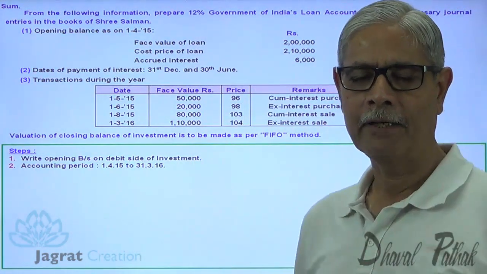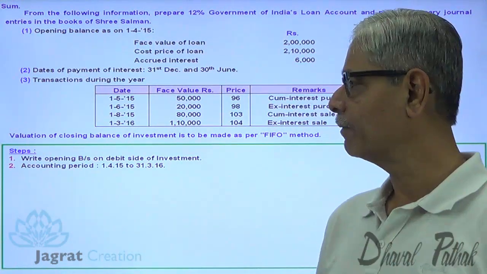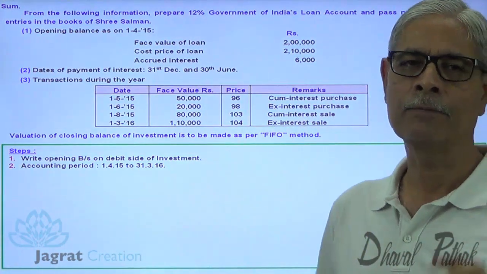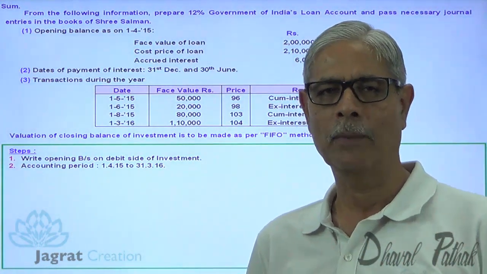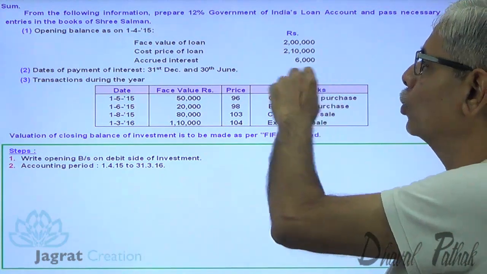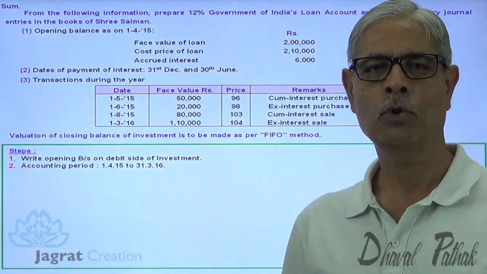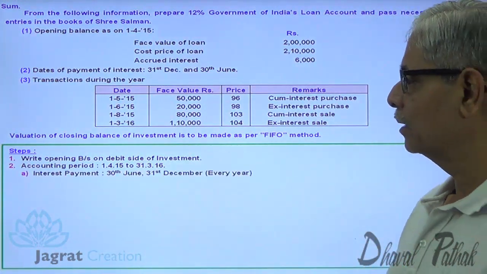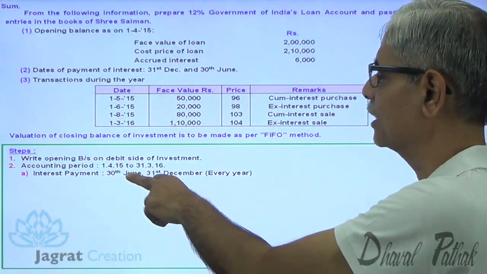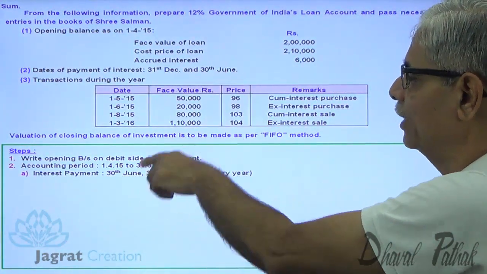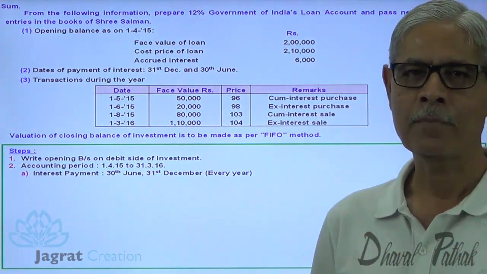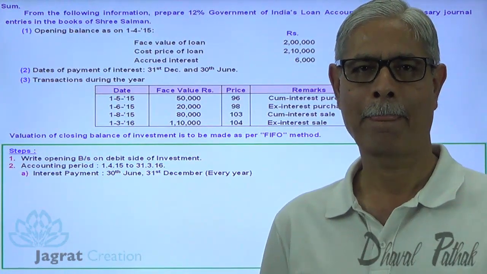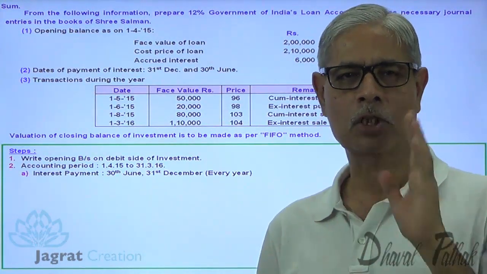Here I am going to prepare an investment account. On the debit side of investment account, I am going to write down the opening balance of investment, that cost price 2,10,000. In face value column, that's a memoranda column, pro forma column, in which I am going to record the face value 2 lakhs, and in cost column, I will record 2,10,000. Now, the interest payment as given to you in the sum is 30th June and 31st of December every year. This is the interest payment date. I write opening balance on 1/4/2015. Opening balance is recorded on 1st of April.